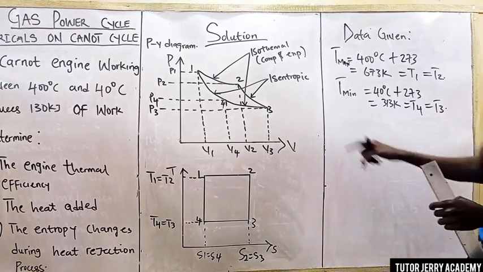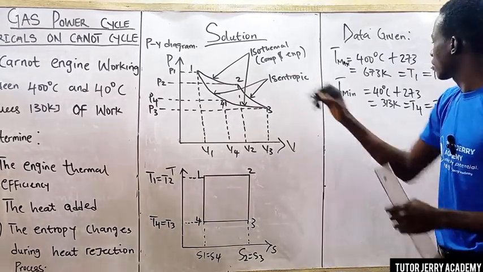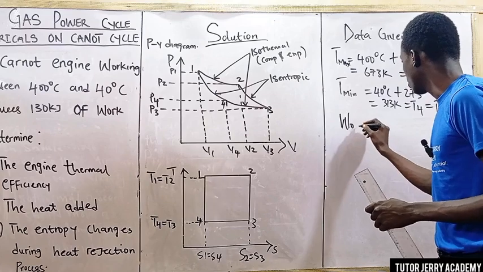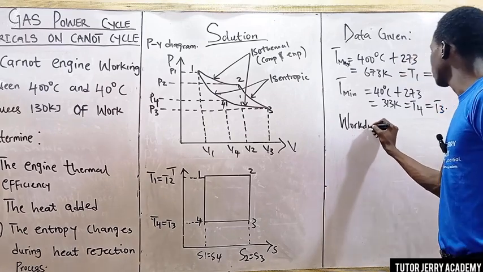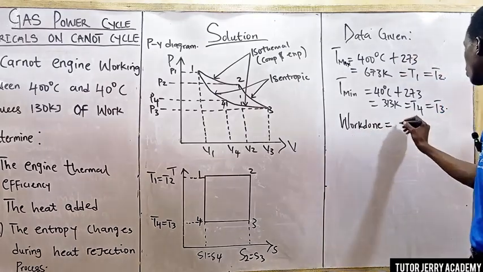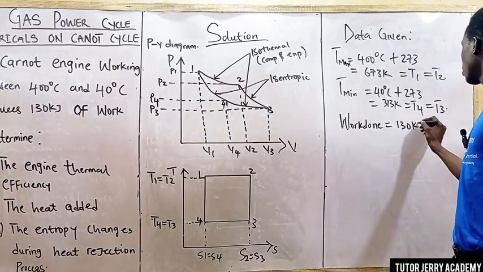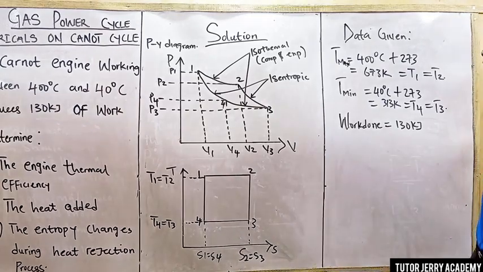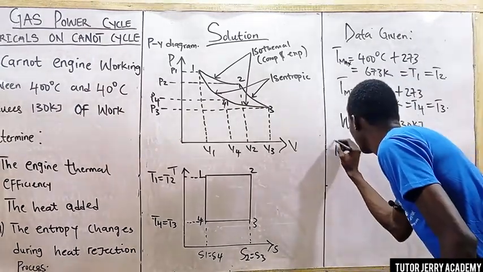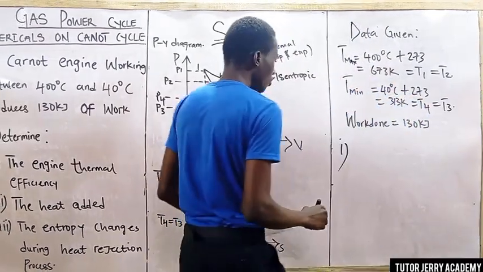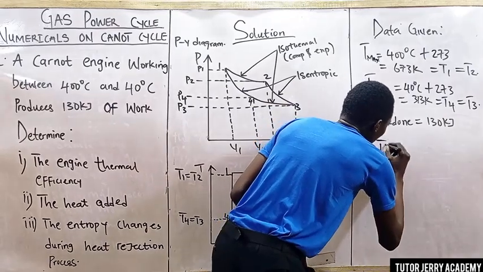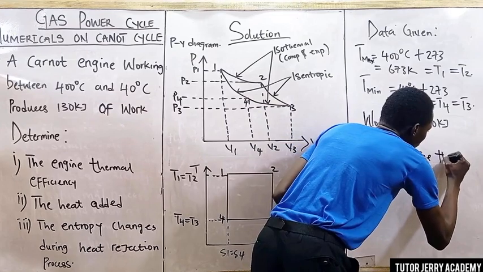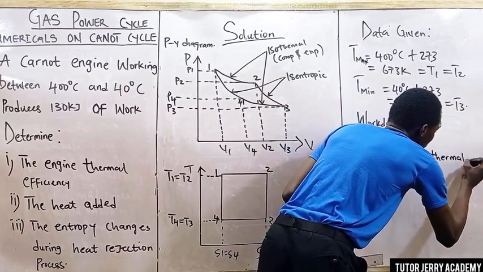What do I have next? I have work done. We're told that this Carnot engine produces a work of 130 kilojoules. So my work done is equal to 130 kilojoules. That's all. So we are asked to find first the engine thermal efficiency.